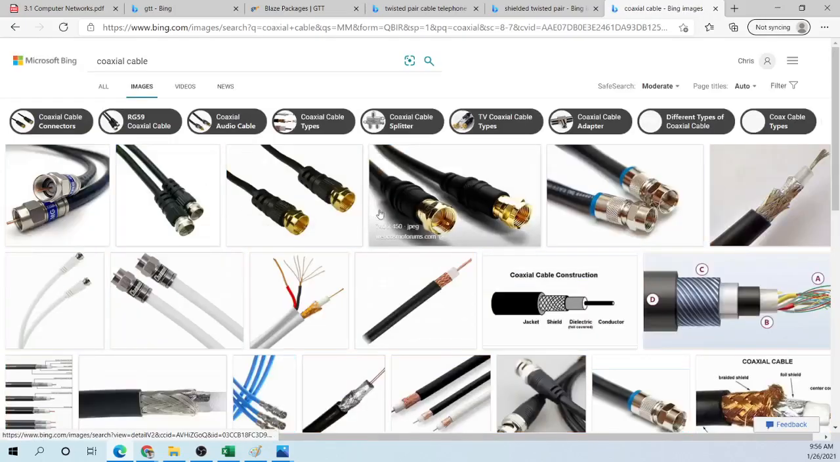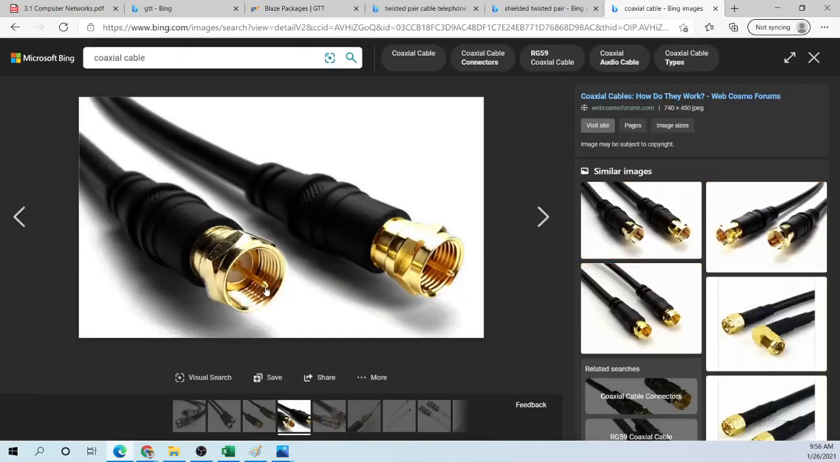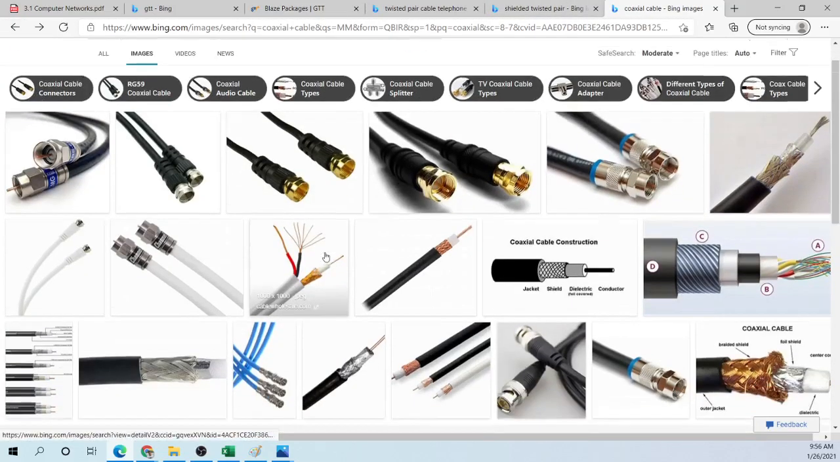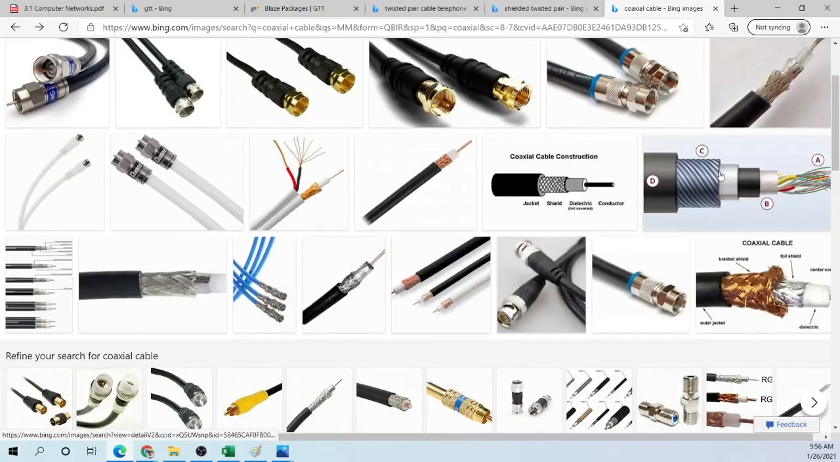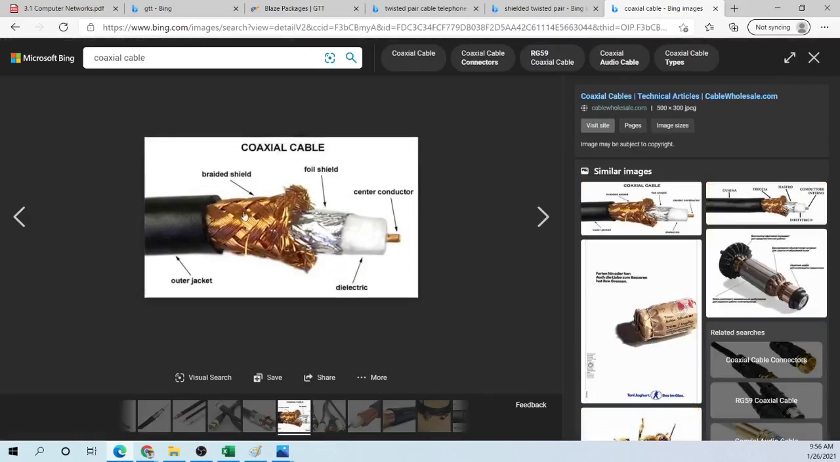For those who haven't, this is what it looks like. So it's a single cable. This metal part that you see in here, it's a single copper wire in the very center, and it is highly insulated. Now let me see if I find one with it. Yeah, this one here. So this is how it would look.